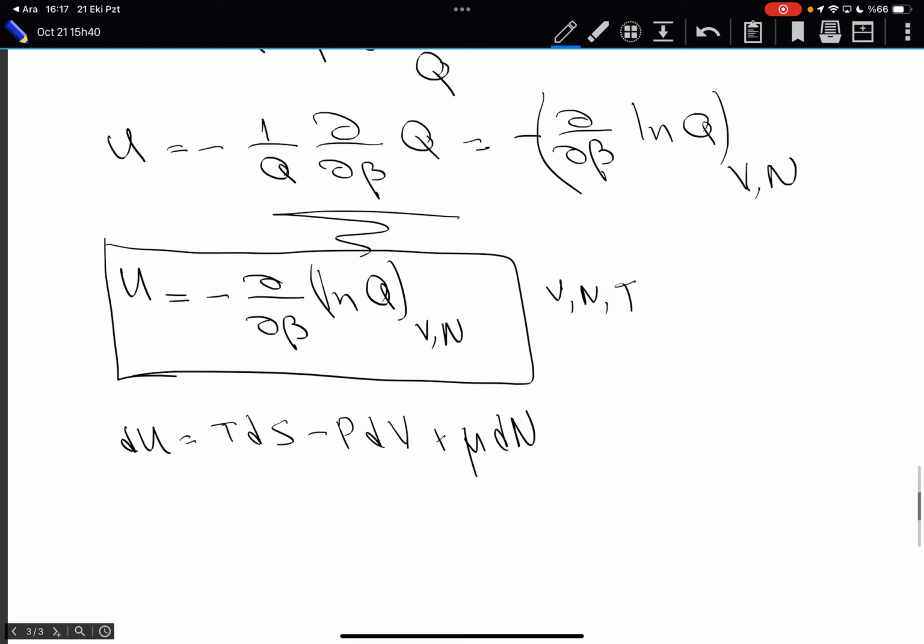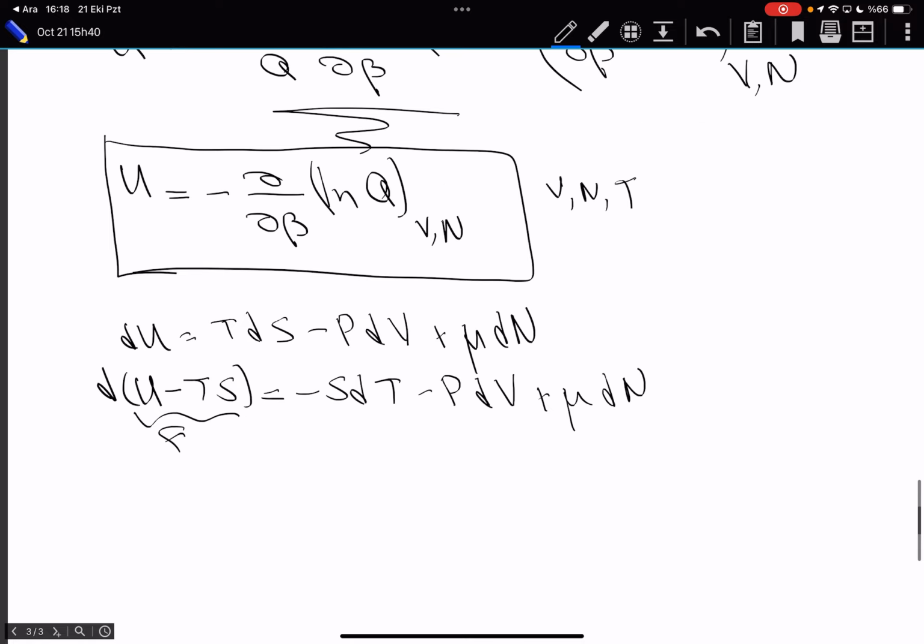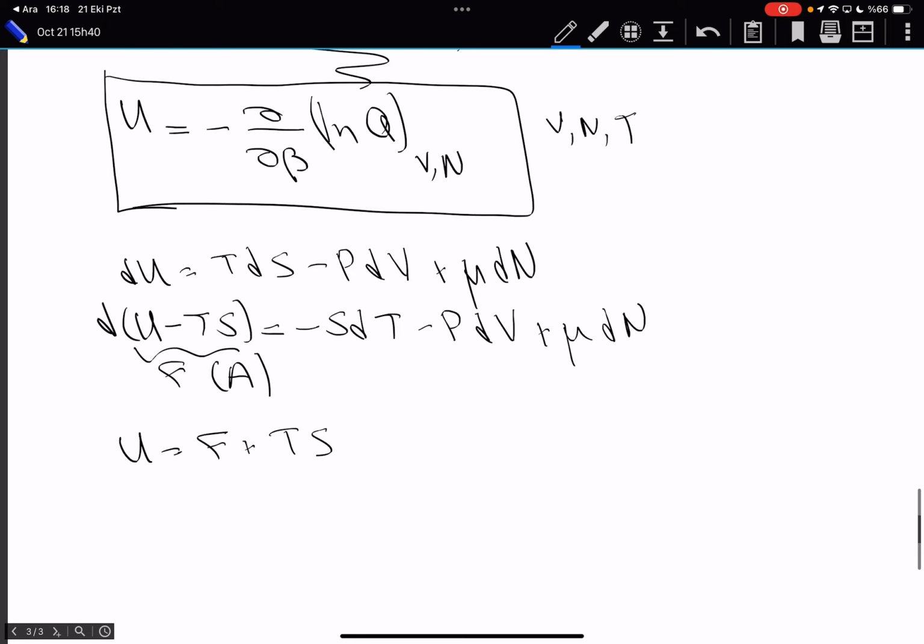Well, it has the entropy as my variable, so I would rather change that. I can write dU minus TS is equal to minus SdT minus PdV plus mu dN. So this is what we call the free energy. In your book, the note, it uses A. Well, the energy of my system is the free energy plus T times S. The free energy minus T times S is the derivative of free energy with respect to temperature.